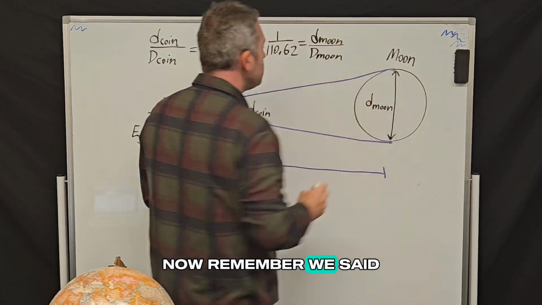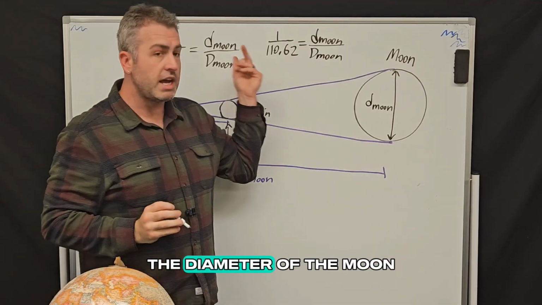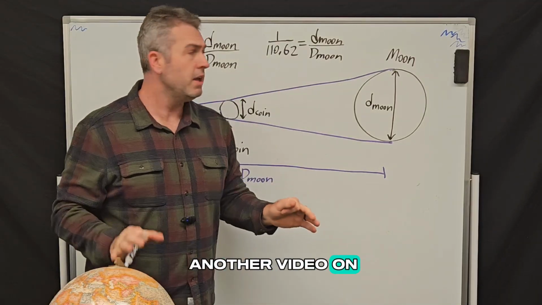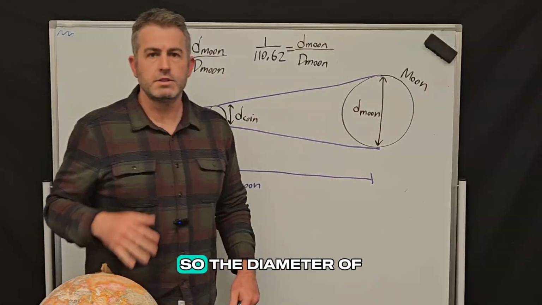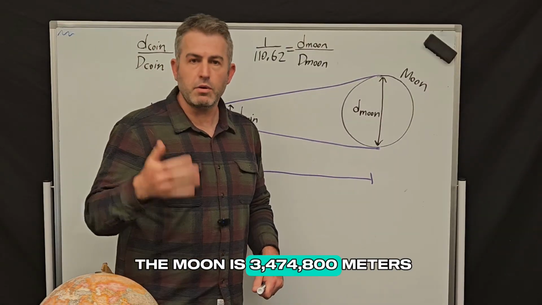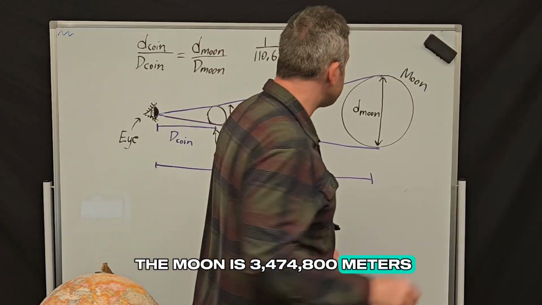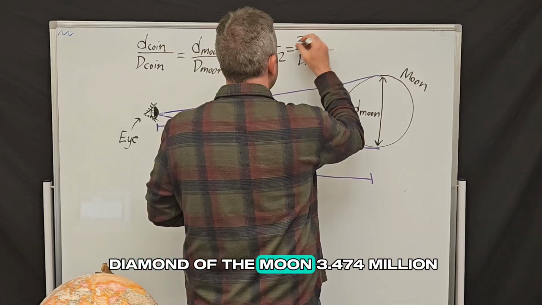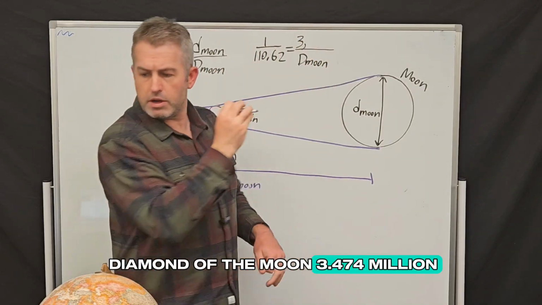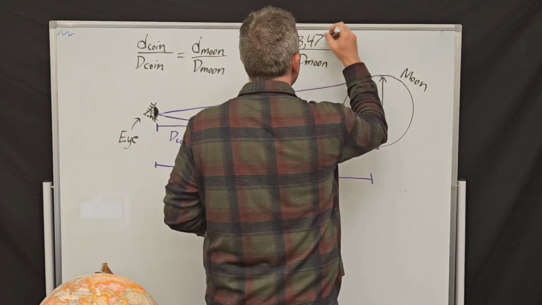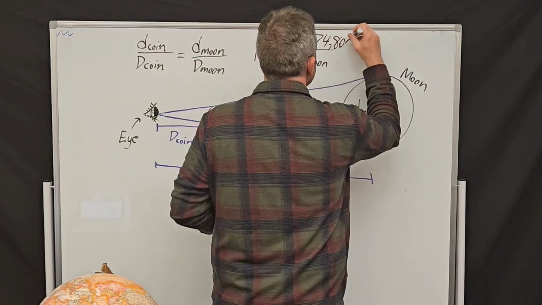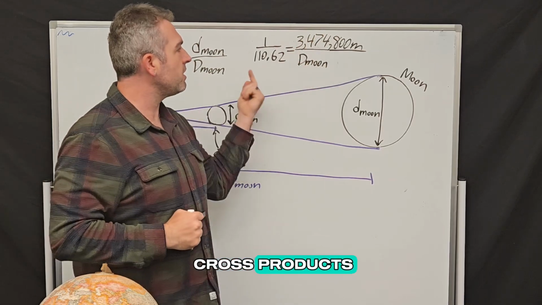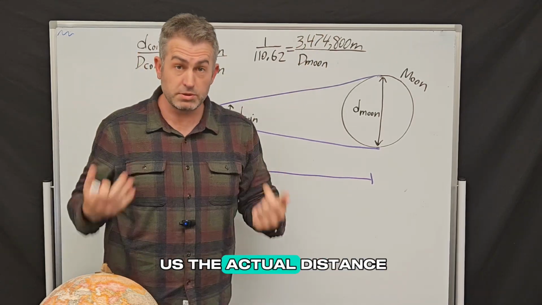Now remember, we said that we already know the diameter of the moon from a prior physics experiment, which I might do another video on, but just take my word for it for now. So the diameter of the moon is 3,474,800 meters. So what I'm going to do is replace that here. So let's write the diameter of the moon, 3,474,800 meters. And so now just through some simple math, we can multiply these cross products, divide by 1, and that will give us the actual distance to the moon.